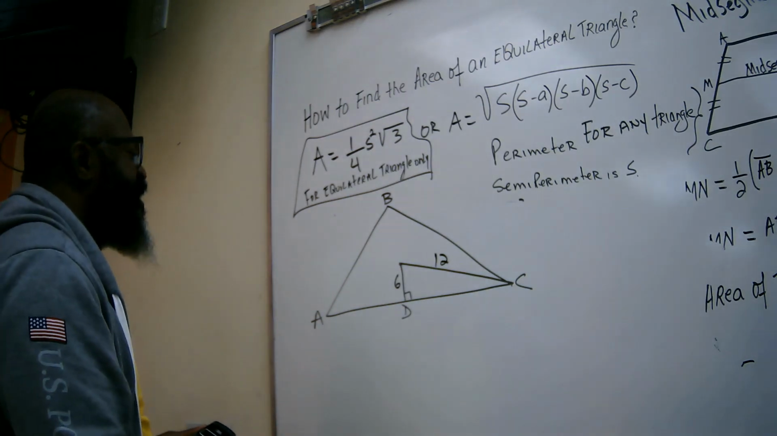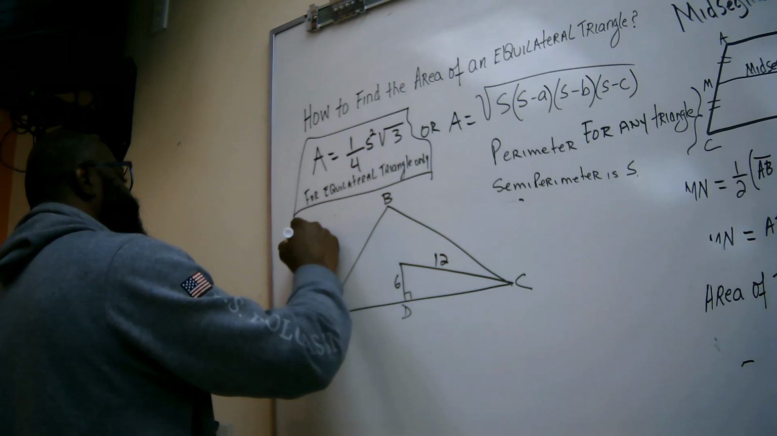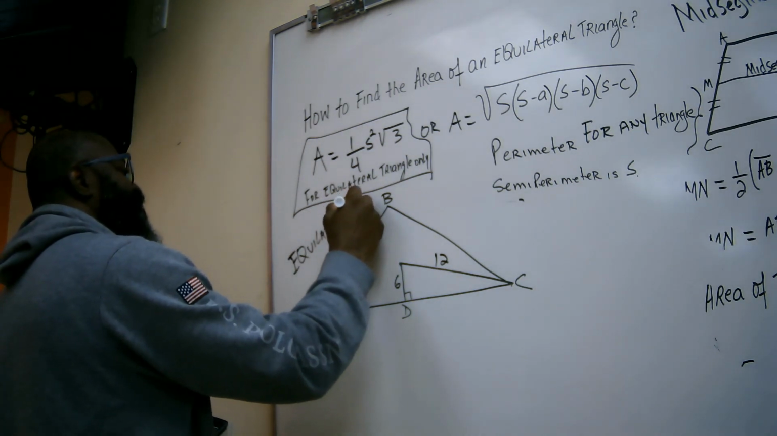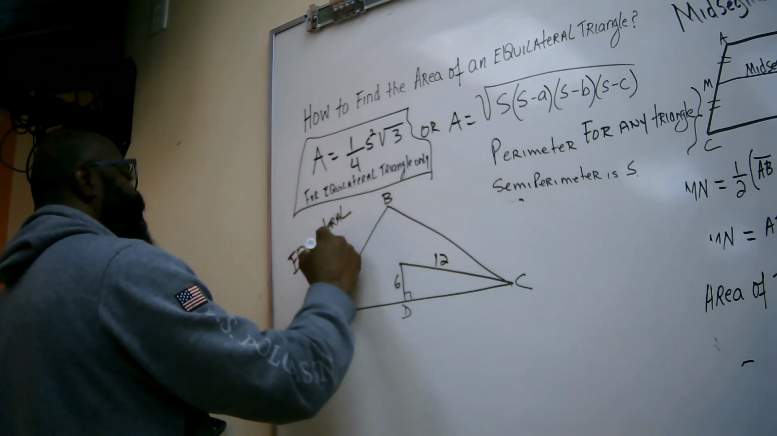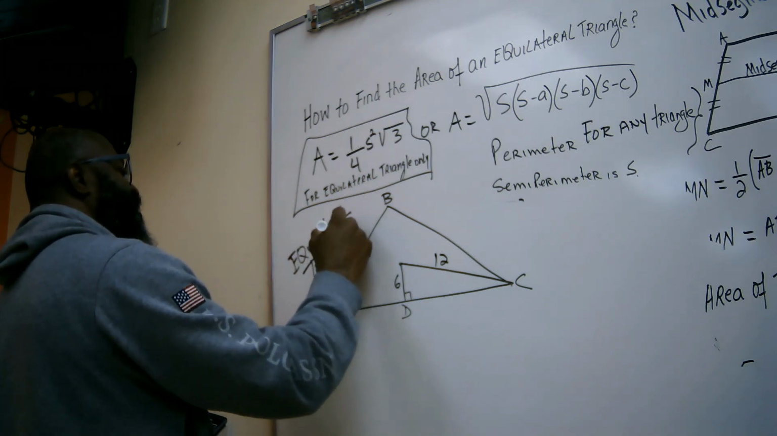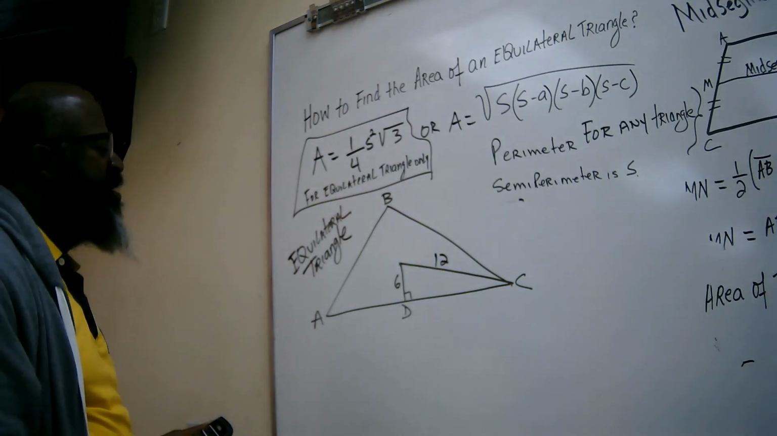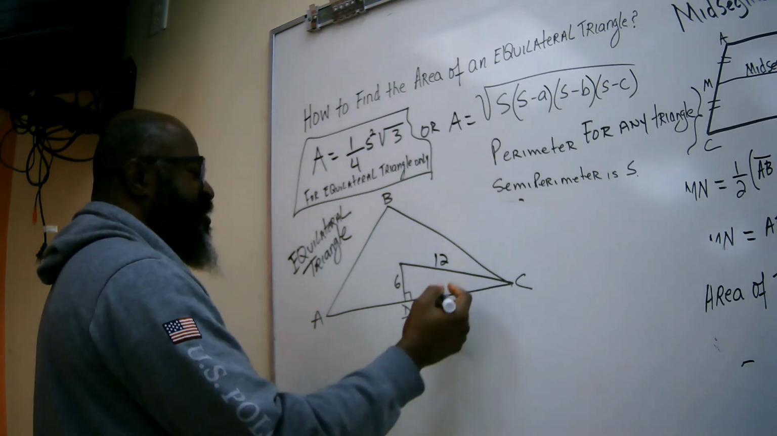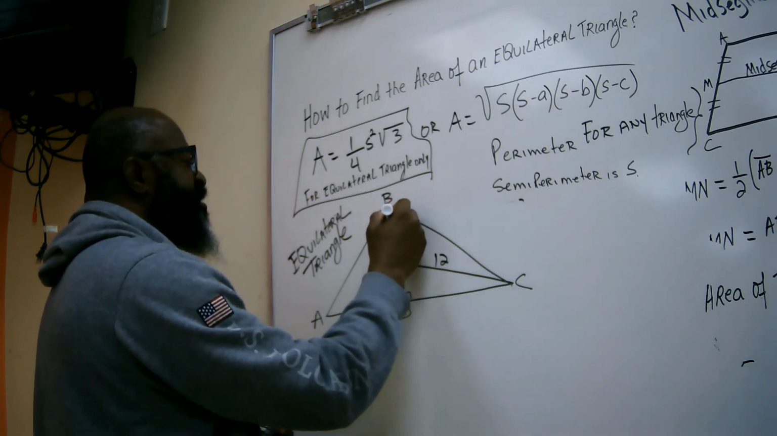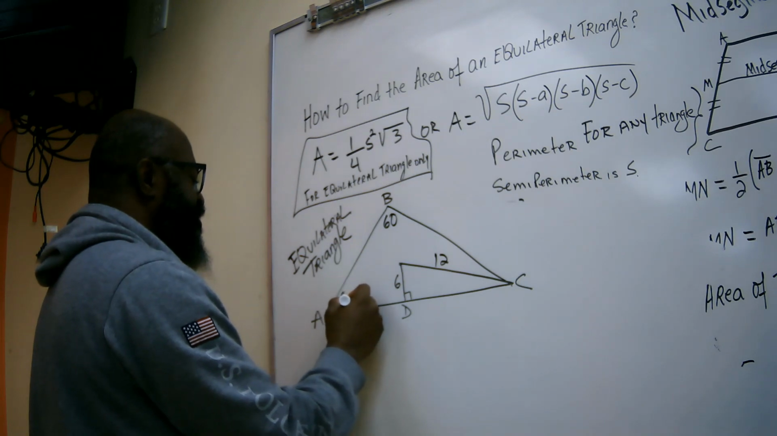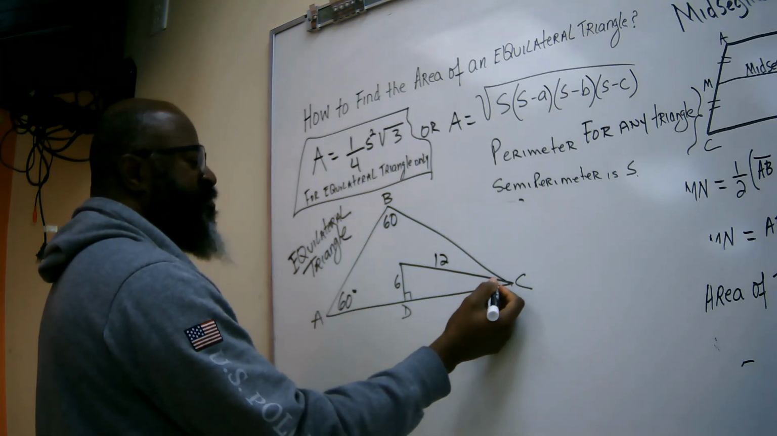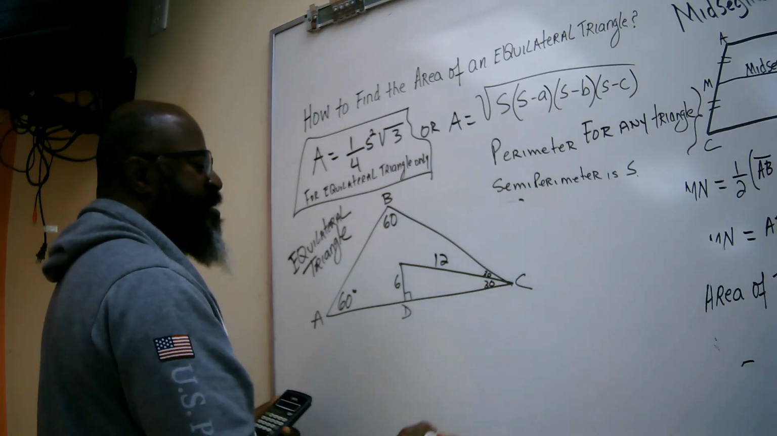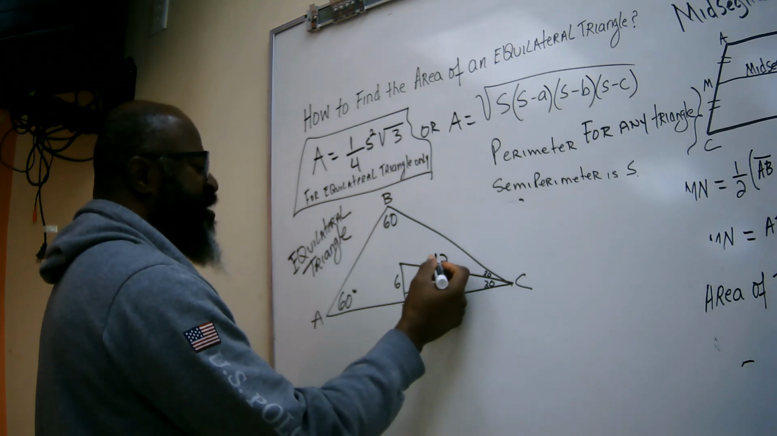Alright, and they tell you this is an equilateral triangle. It's not getting any easier. So put on your thinking cap. If this is an equilateral triangle, this will be 60 degrees and this will be 60 degrees. So we bisect that. This becomes 30 degrees, this becomes 30 degrees. As you can see, you have a 30, 60, 90.